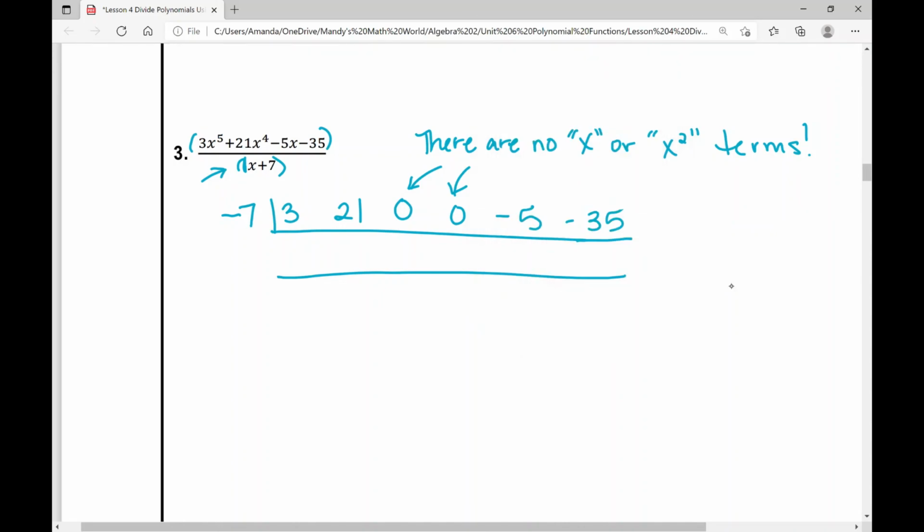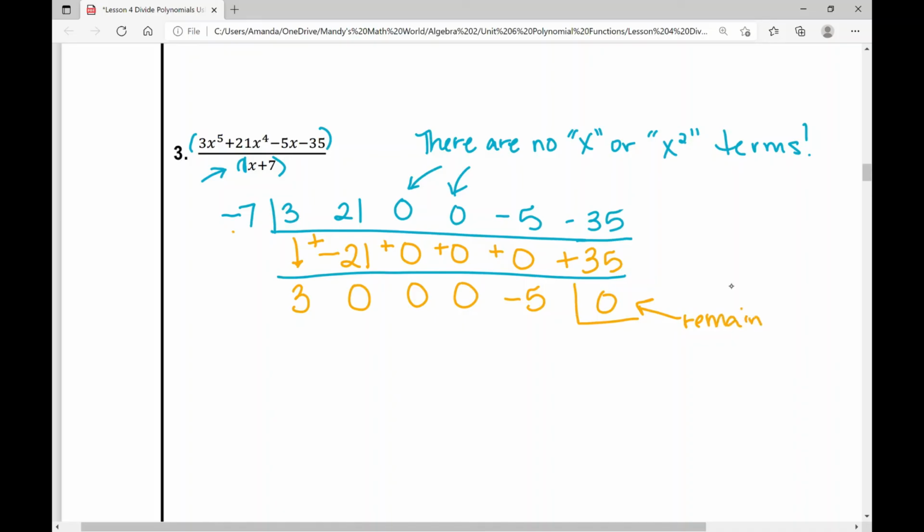The process is the same. I'm going to bring this 3 down. 3 times negative 7 is negative 21. And I add. I get 0. 0 times negative 7 is 0, and I add. I get 0. 0 times negative 7 is 0, and I add. I get 0. 0 times negative 7 is 0, and I add, and I get negative 5. Negative 5 times negative 7 is positive 35, and I add. I get 0 as my remainder.